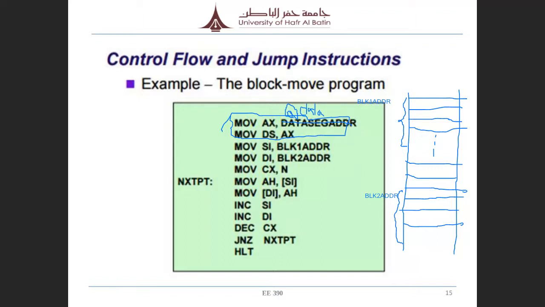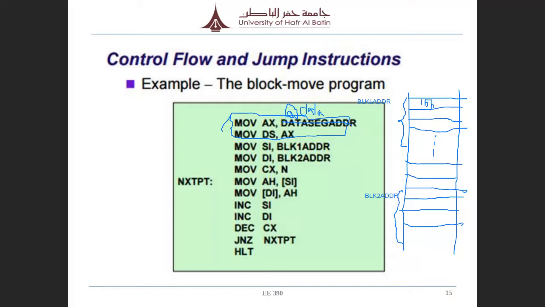And then move AH comma square bracket SI, or AL, whatever you want, it doesn't matter. You can use any register, for example AH comma square bracket SI. Square bracket means memory location. The offset of the memory location is defined by SI, and what is SI? SI actually represents the offset address of the first location. For example, here the memory data is 15h.